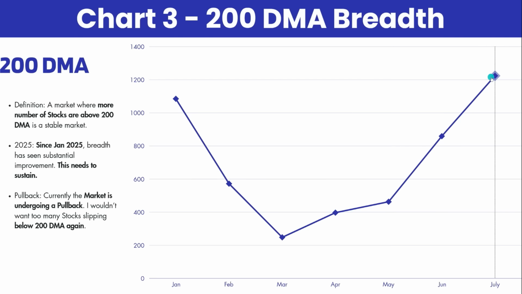I would want this number to sustain. At least 50% or more stocks need to be above 200 DMA all the time. If this number starts falling below 40, 30%, that is when you'll start seeing a lot of selling coming back even in large caps in the SMID space.